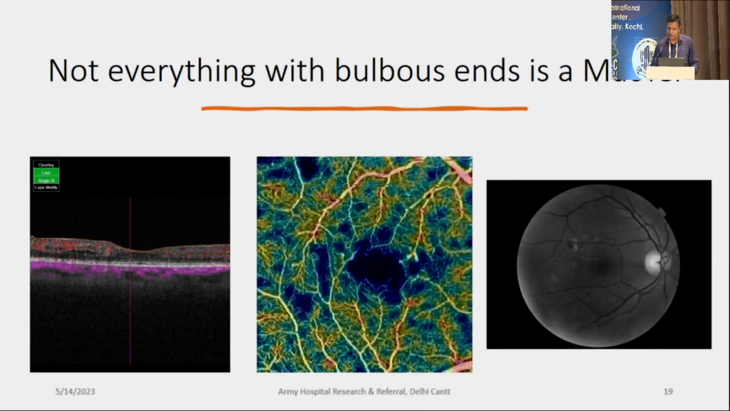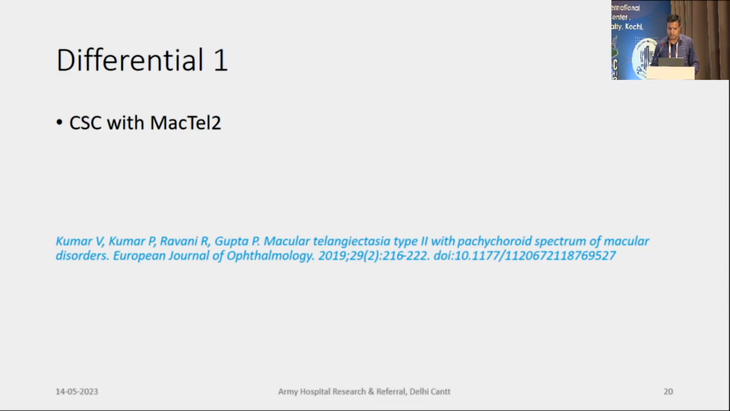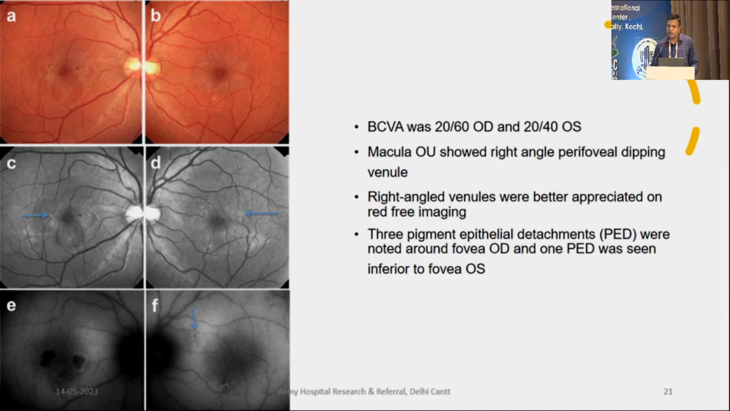Here we are seeing a classical case of diabetic retinopathy, where this kind of bulbous change occurred simply because of capillary dropout and a reflex angiogenesis that was occurring. Talking about the differential, this is our published work. CSC can occur along with macular telangiectasia.